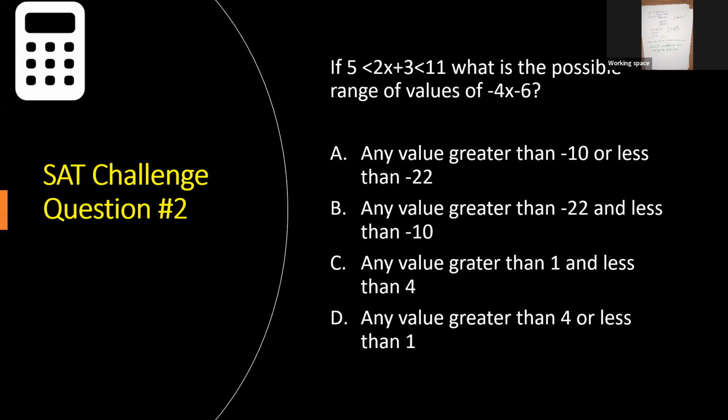Option A, any value greater than -10 or less than -2, greater than -10 or less than -22. Is the answer A? Wait a minute, is it A? Any value greater than -22. No, I think the answer would be B, right? Yeah, the answer is B because of the negative. Yes, the answer is B: any value greater than -22 and less than -10. B option is correct.